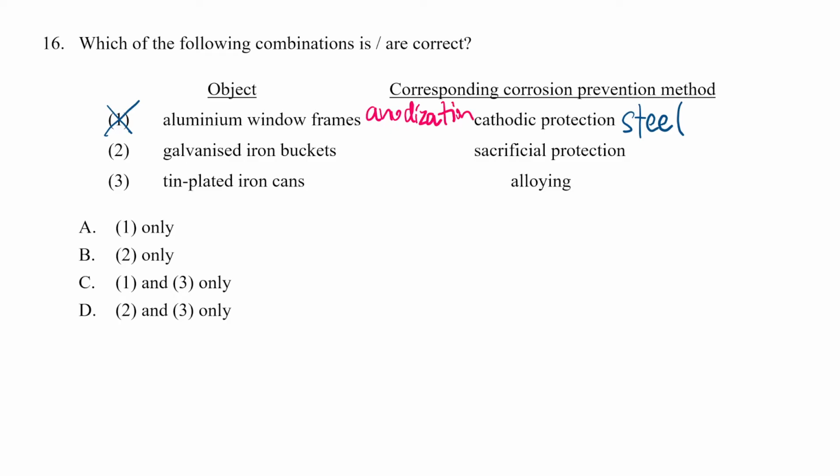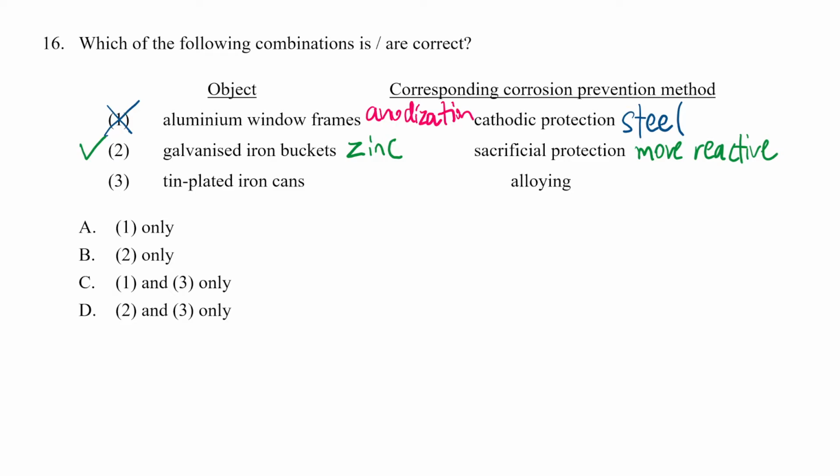Now option 2, galvanized iron buckets. Is it a type of sacrificial protection? Yes, it is, because as we know, in sacrificial protection, the more reactive metal sacrifices itself. And in galvanized iron buckets, it is zinc. The zinc metal will sacrifice itself, it will lose electrons, and so it would prevent iron from rusting in this case. So this definitely is true.